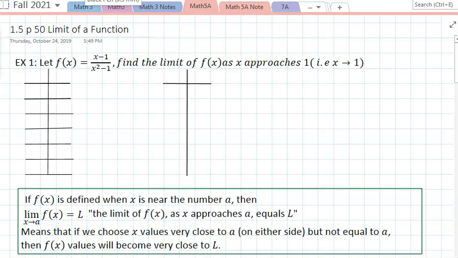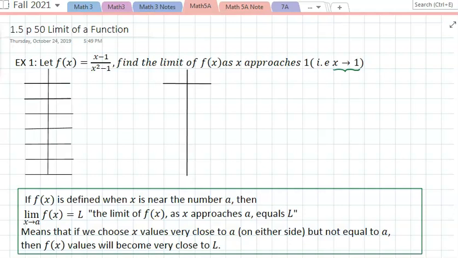Alright, section 1.5 on page 50 talks about limits of a function. So limits is getting very close to a value but never reaching. So let me start with an example. Let f of x equal x minus 1 over x squared minus 1. Find the limit of f of x as x approaches 1. And the way we write it, x with an arrow 1.